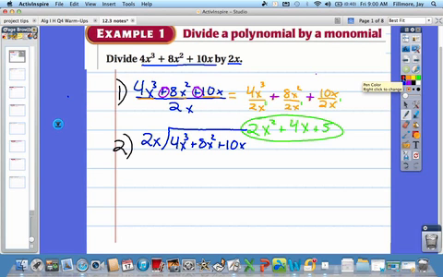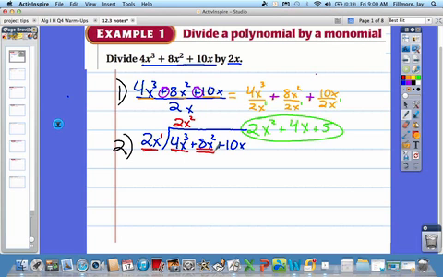So what we'll do is see, starting with my 4x cubed, how many times does 2x go into 4x cubed? Well, let's break this apart and kind of reword it a bit differently. If we take our 4 and divide by 2, it goes in there 2 times. If we take x cubed and divide by x to the first, again, we have x to the second. We subtract exponents and end up with x to the second.